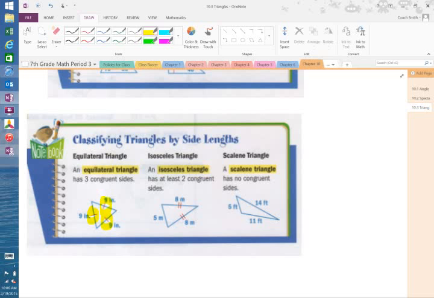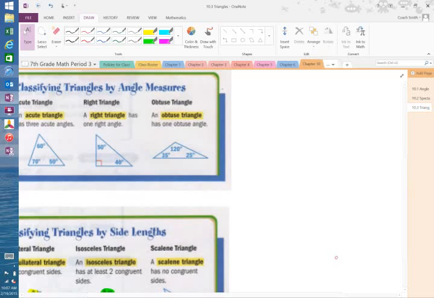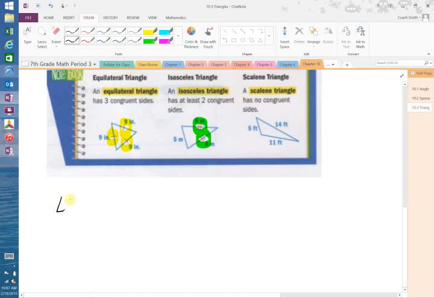The second one down here, the isosceles, will have two tick marks, meaning just two of the sides are congruent. Whatever the tick marks are on, those two sides have to have the same measurement. Then you have scalene, where none of the sides are congruent. Now, the main thing that you need to understand, the stuff that we're going to do a lot of, is the fact that if I take angle 1 plus angle 2 plus angle 3 of a triangle, it must equal 180 degrees.